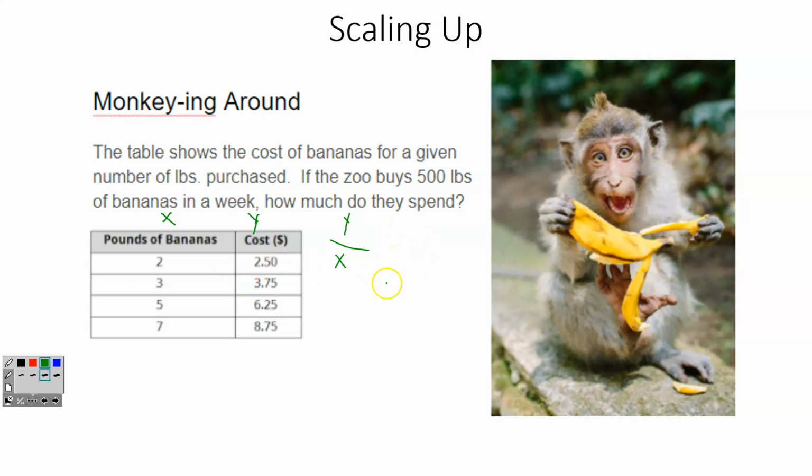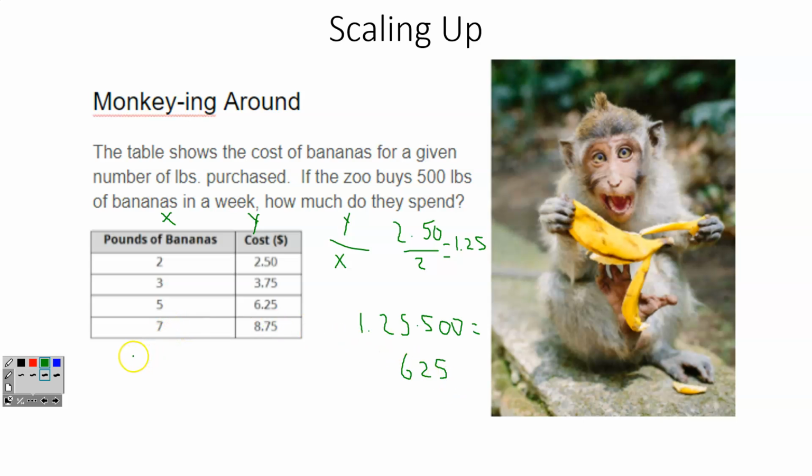So I would do $2.50 divided by 2, or really you could choose any of those. And that's going to give me 1.25. So it's $1.25 per 1 pound. So if I need to find 500 pounds, I would do 1.25 times 500. When I type that into my calculator, 1.25 times 500, I end up with an answer of $625. So that could be one way to do it.